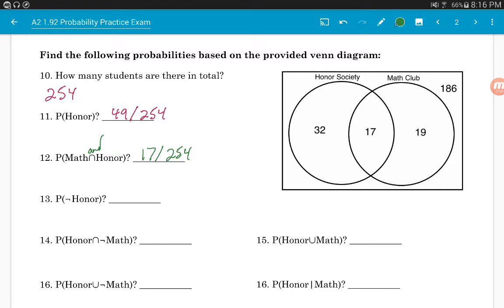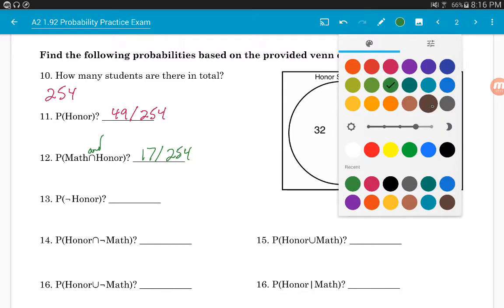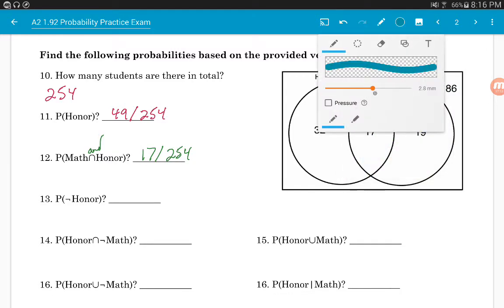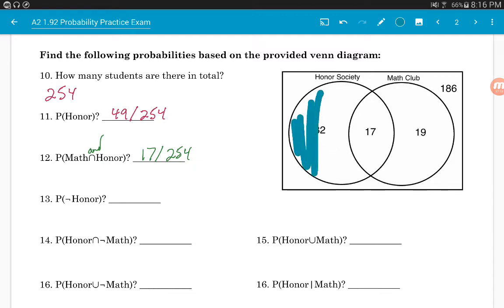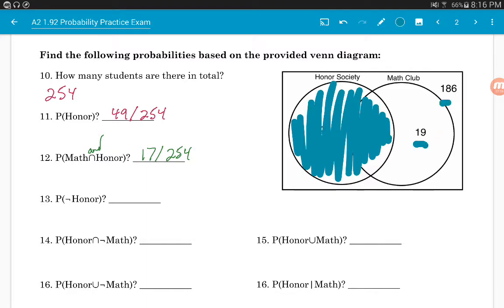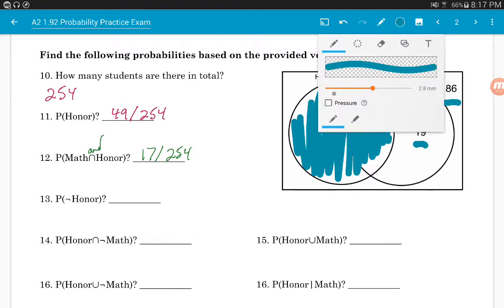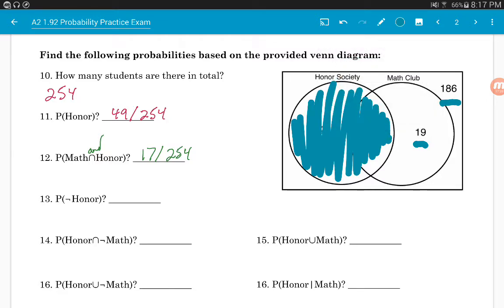The probability of not being in honor society. So the people who are not in honor society. Get rid of them. So it's 19 and 186. So when I add those up, I'm going to get 205 out of the grand total, which is 254.